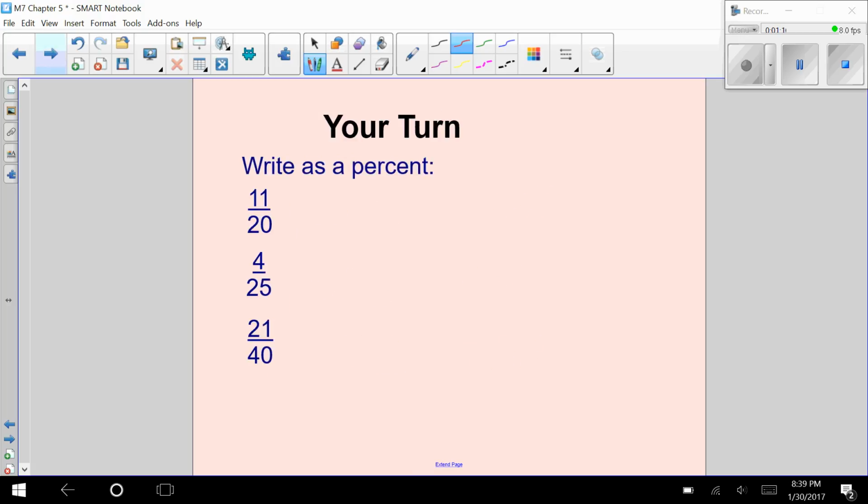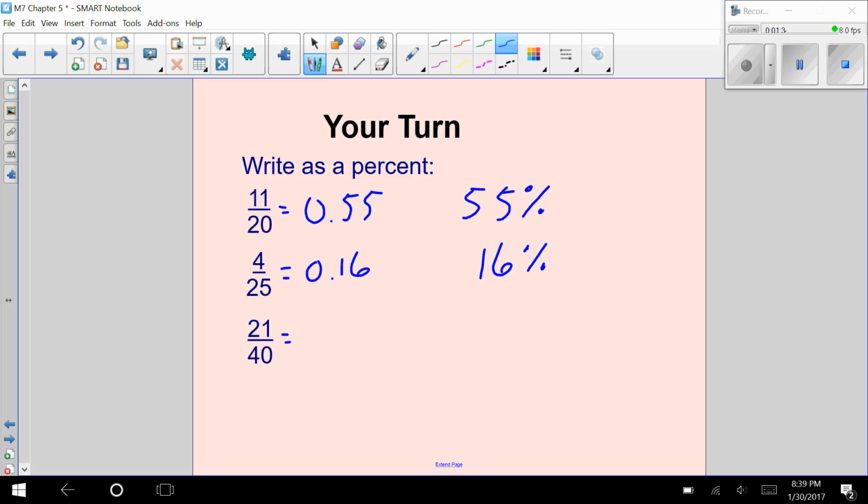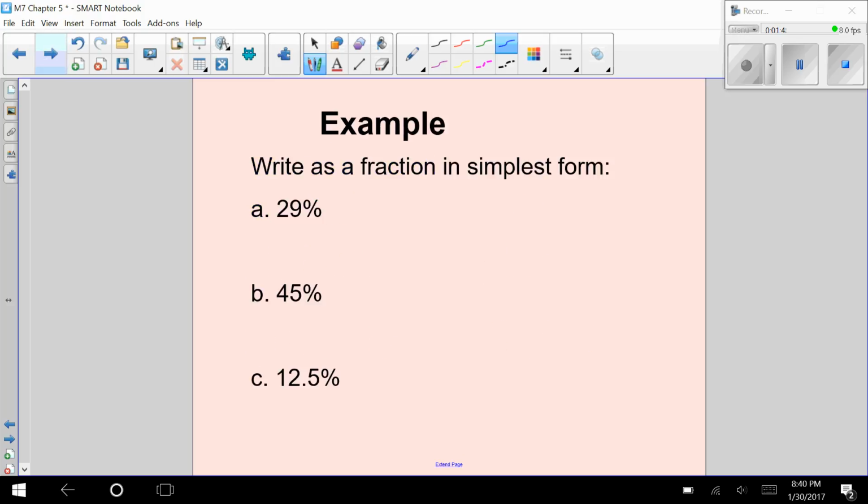Try these 3 on your own. Write these fractions as percents. 11 over 20 is written as 0.55, so that becomes 55%. 4 divided by 25 is 0.16, so that is 16%. And 21 divided by 40 is 0.525, so that is 52.5%.